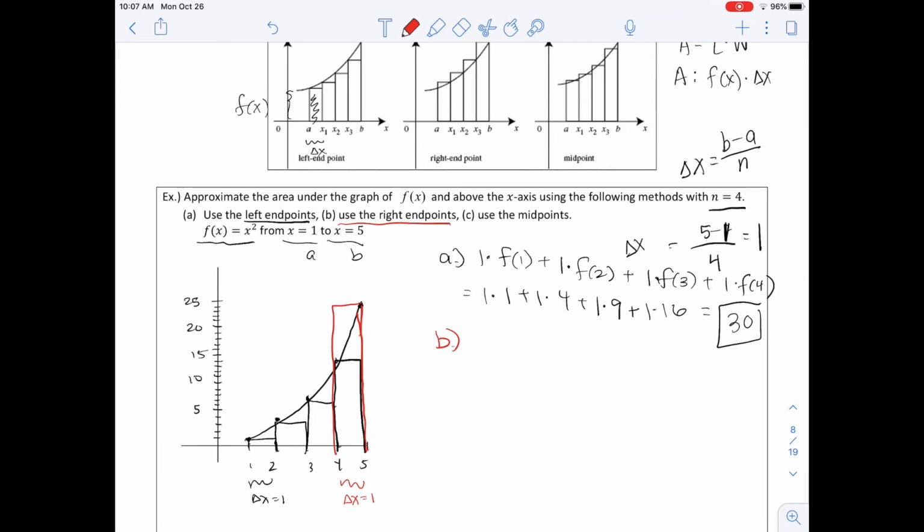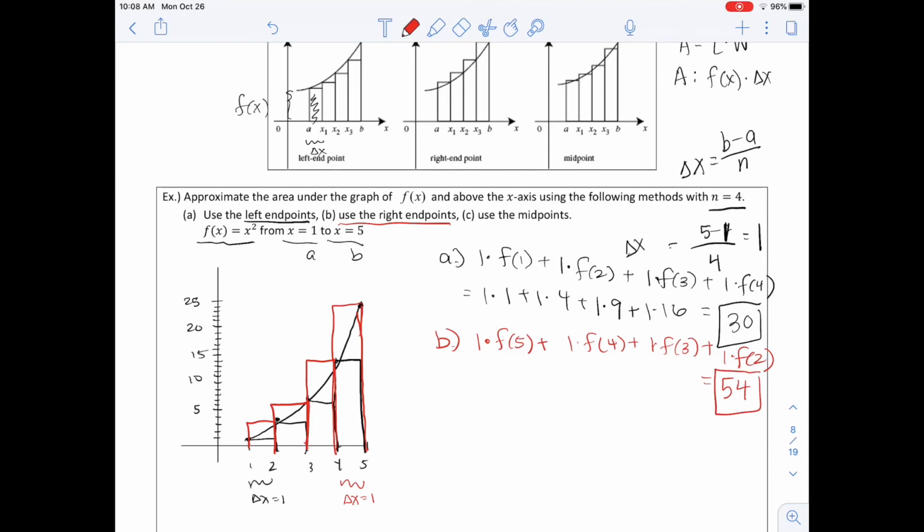So that first rectangle is going to be 1 times f of 5, plus the next one's going to be 1 times f of 4, using that right endpoint. And then the next one's going to be 1 times f of 3. And then the last one's going to be 1 times f of 2. And substituting these all into a calculator and working this out, we get an area of 54.